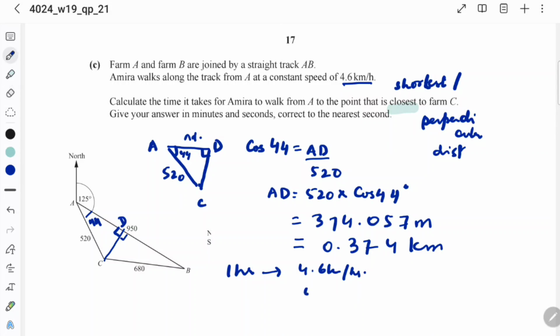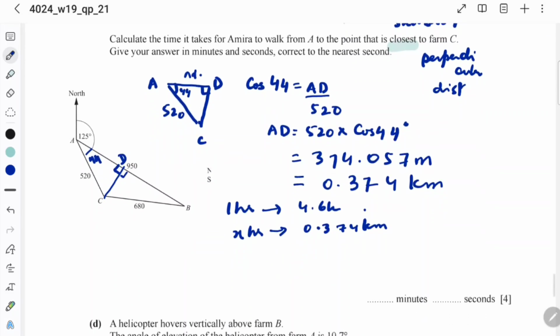So 0.374 kilometers is the distance here. It's moving 4.6 kilometers in 1 hour. So in 0.374 kilometers, how much will be the time taken? Just simply cross multiply. So 4.6x is equal to 0.374 multiplied by 1. x is equal to 0.374 divided by 4.6.